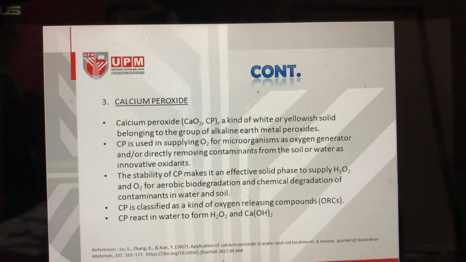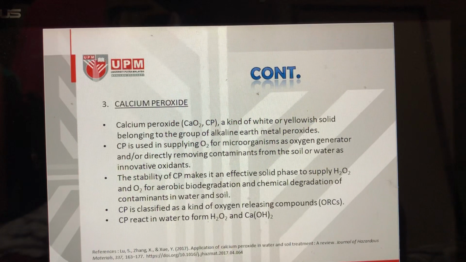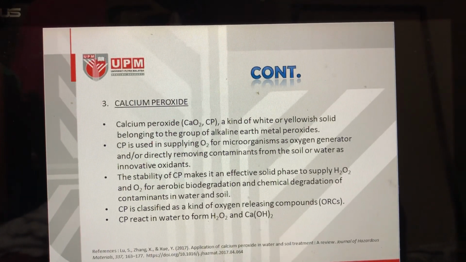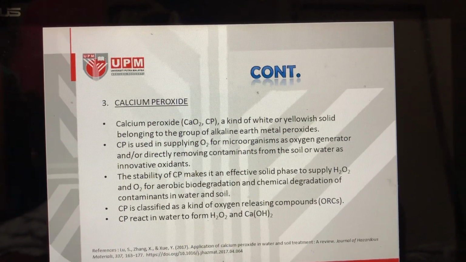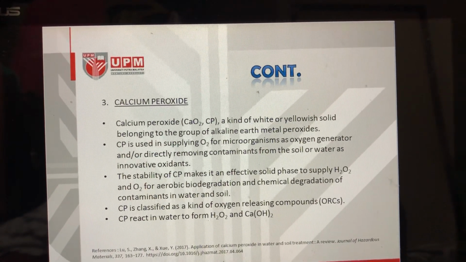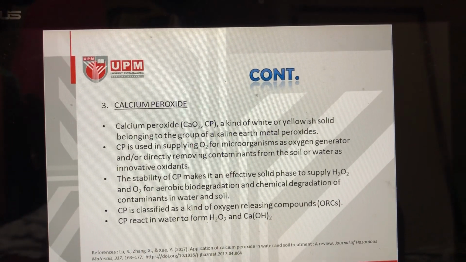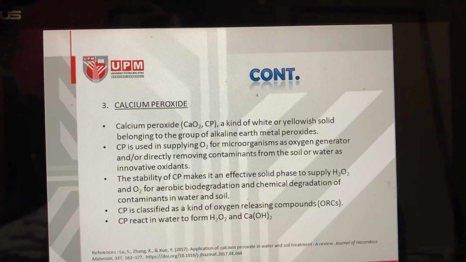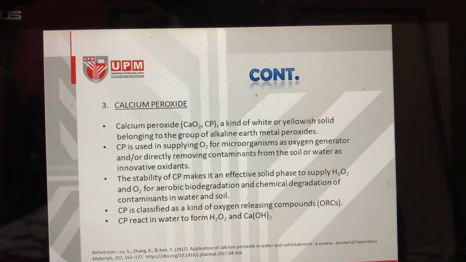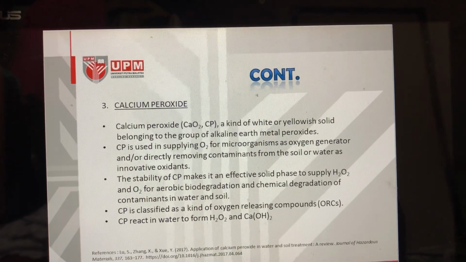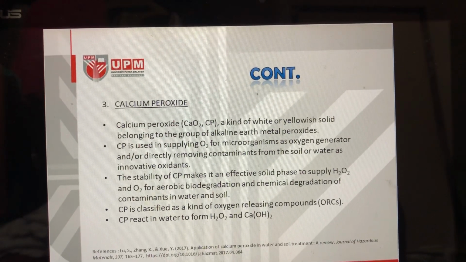The stability of calcium peroxide makes it an effective solid phase to supply H2O2 and oxygen for aerobic biodegradation and chemical degradation of contaminants in water and soil. Other than that, calcium peroxide is classified as a kind of oxygen-releasing compound, also called ORC. The CP reacts in water to form H2O2 and Ca(OH)2.